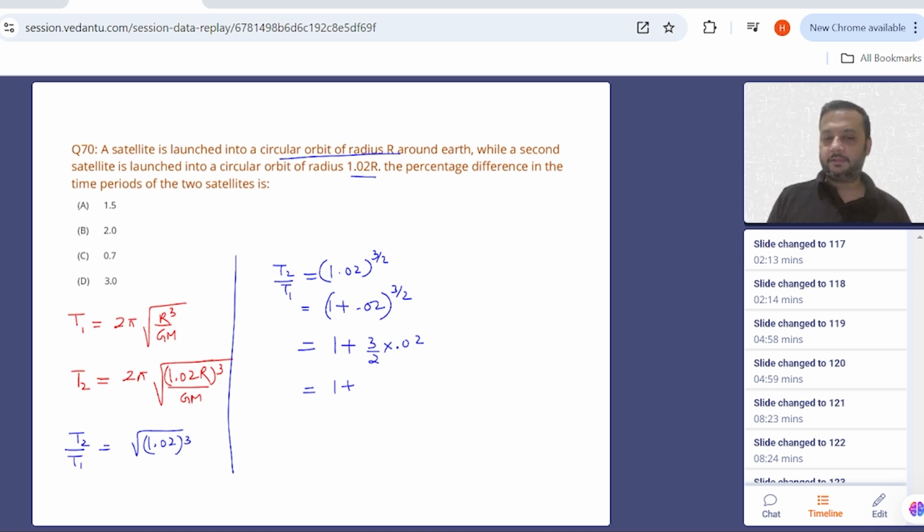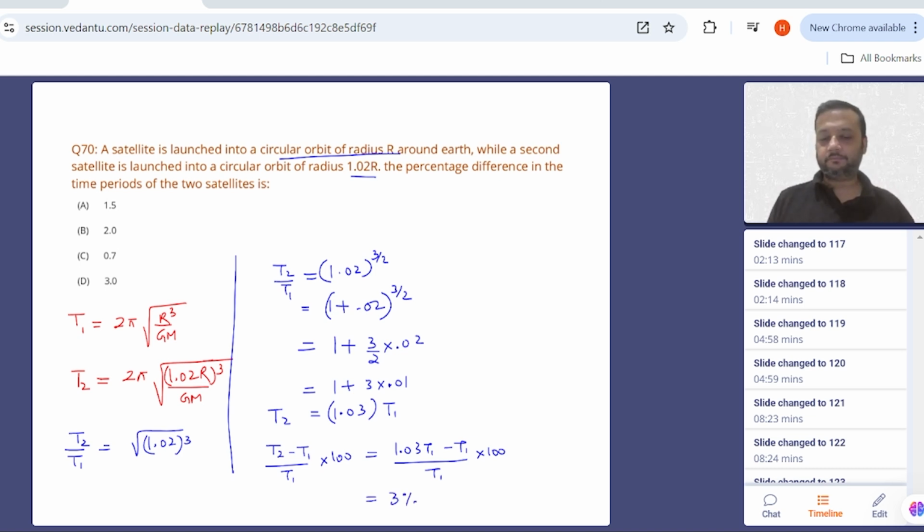And hence this becomes 3 into 0.01, which means this becomes 1.03. So T2 by T1 is, or we can say that T2 is nothing but 1.03 into T1. So if you want to find the percentage difference, T2 minus T1 upon T1 into 100, this will be the percentage difference. That means this will be 1.03 T1 minus T1 upon T1 into 100, which will be 3%.